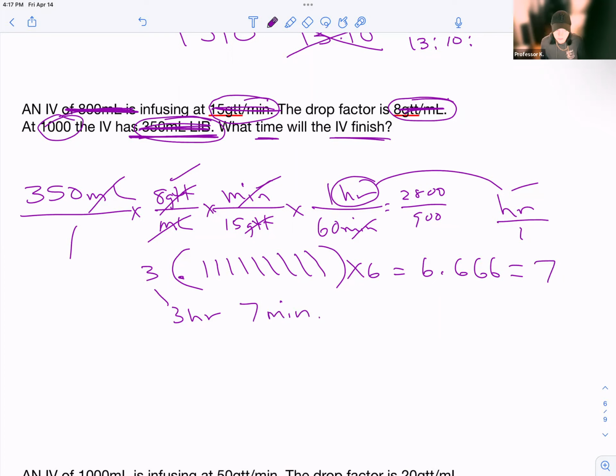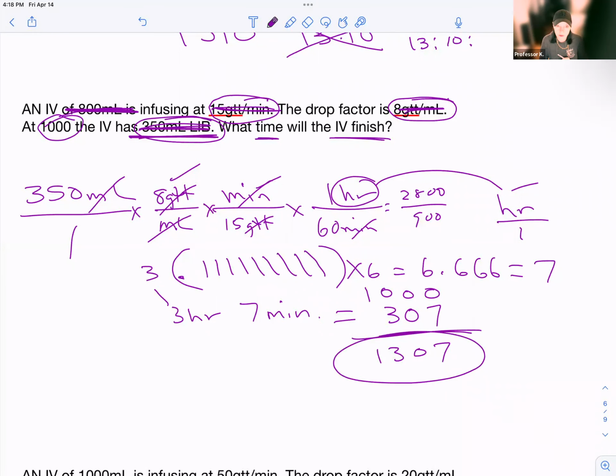Okay. So if I have 3 hours and 7 minutes, I write it 3 hours and 7 minutes. And this is where people usually get it wrong. I went in the room at 10 a.m. It's going to finish in 3 hours and 7 minutes. I have to go back in the room at 13:07. Beautiful.